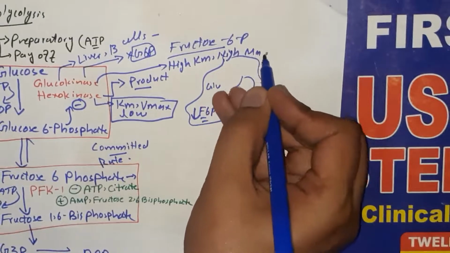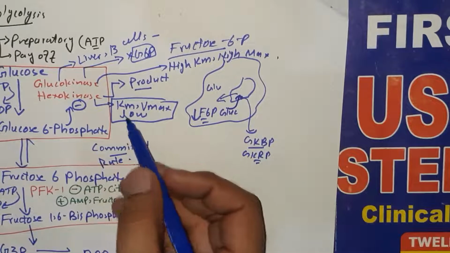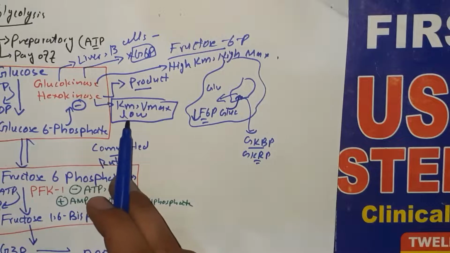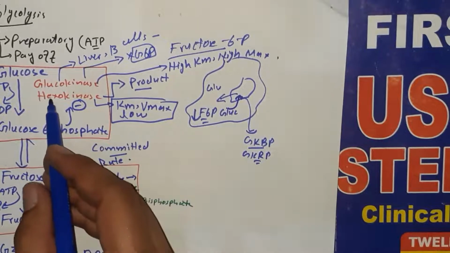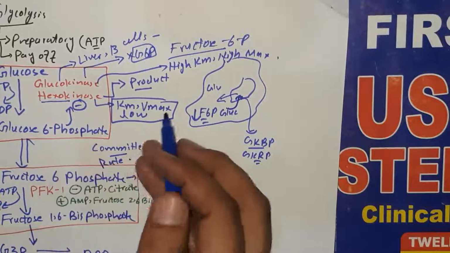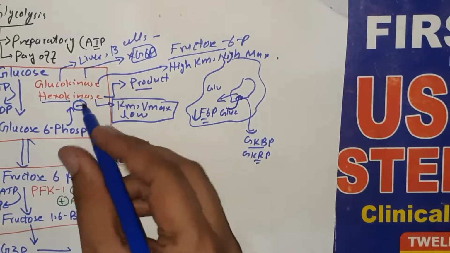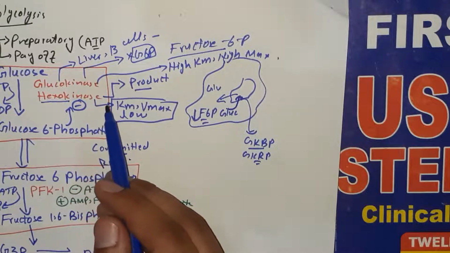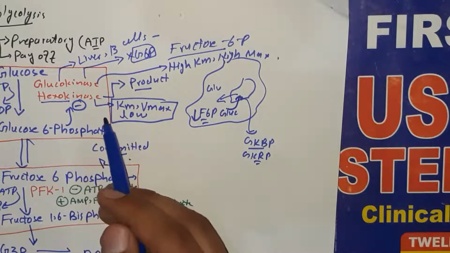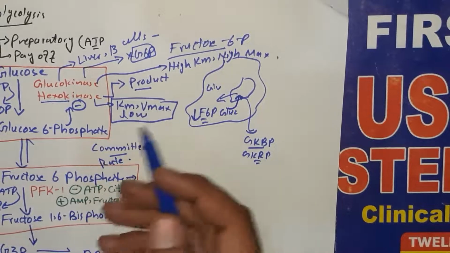What does it mean? Km is the concentration of substrate required to half saturate the enzyme. So the concentration of substrate required to half saturate hexokinase is small. It is half saturated at a small concentration of substrate. It means that it has high affinity for substrate. It binds a low concentration of substrate and catalyzes the reaction.